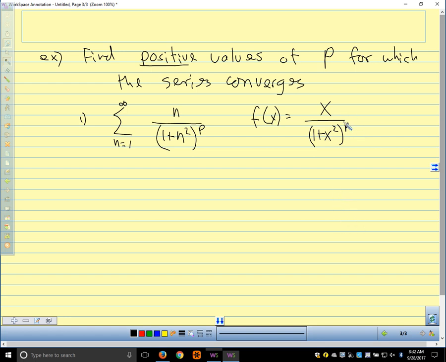Is this positive for x greater than 1? Yes, because p is a positive value. All of these are going to be positive. So I'm just going to say positive. Check. Is it continuous for x greater than or equal to 1? Yes. We're not going to end up with a divide by 0. Check. Decreasing.